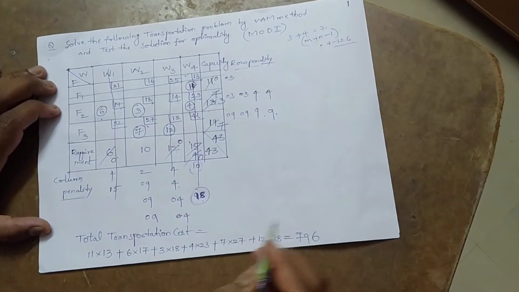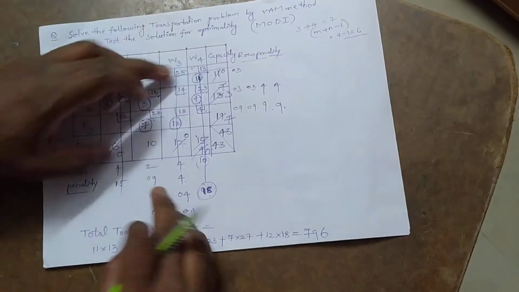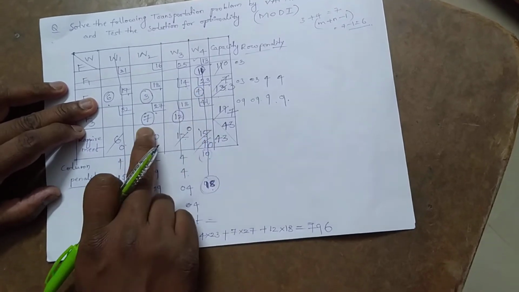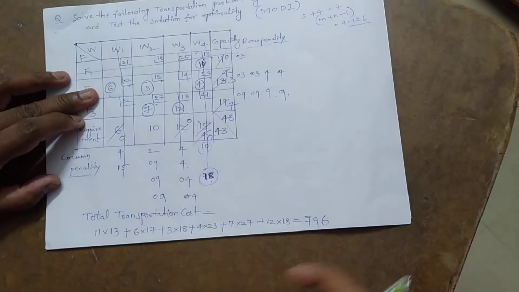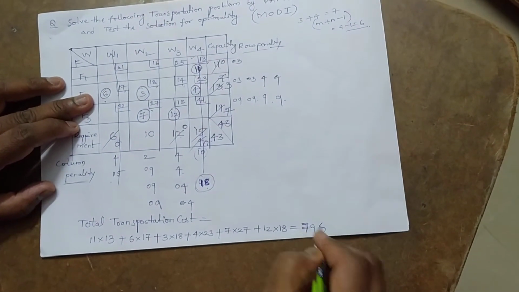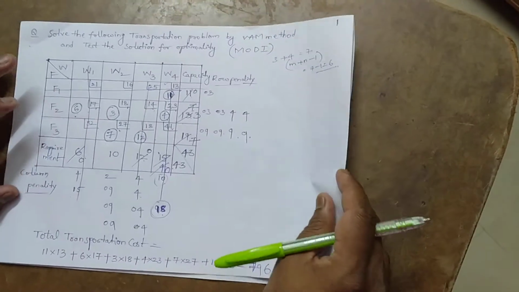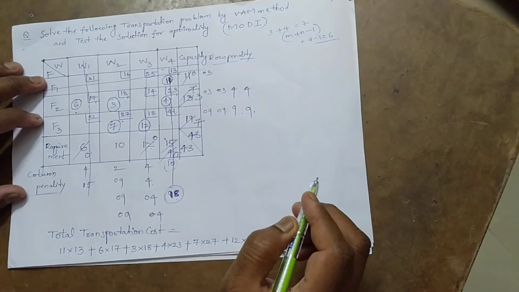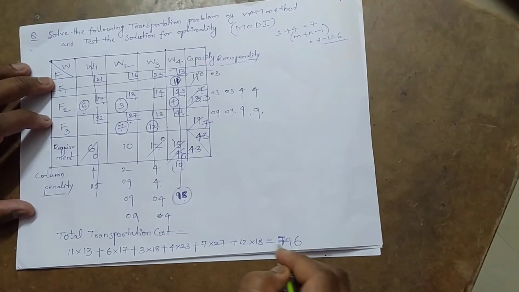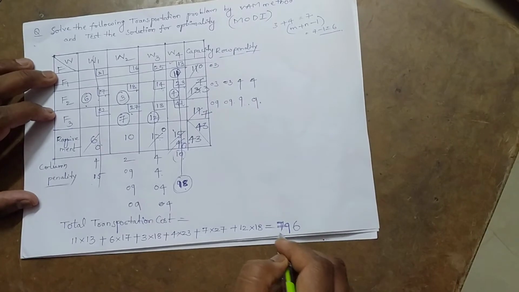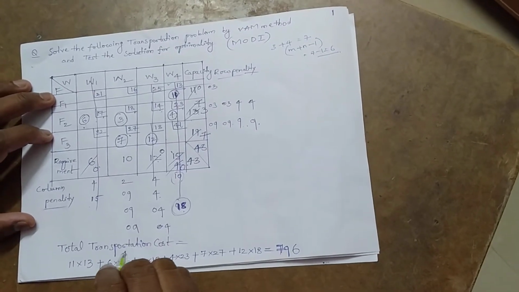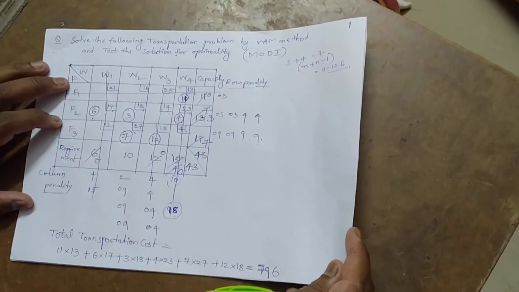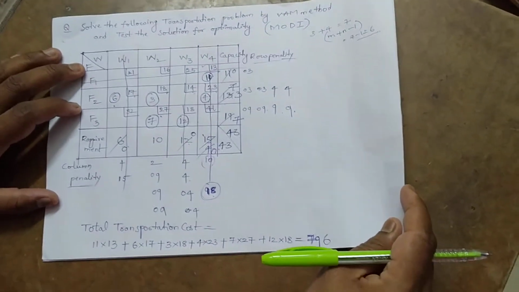which is equal to 43. Now the total transportation cost is 11 into 13 plus 6 into 17, 3 into 18, 4 into 23, 7 into 27, 12 into 18. Accordingly we got 796 as the transportation cost. By using the initial feasible solution, the total transportation cost is found to be 796. Now we can check this initial feasible solution by using an optimality check.